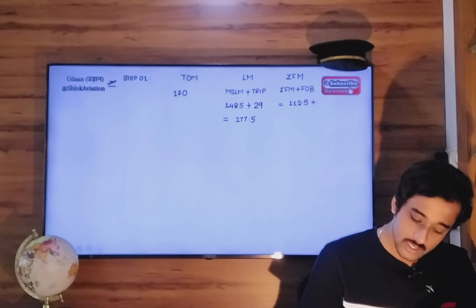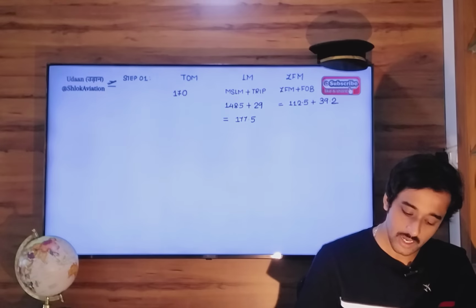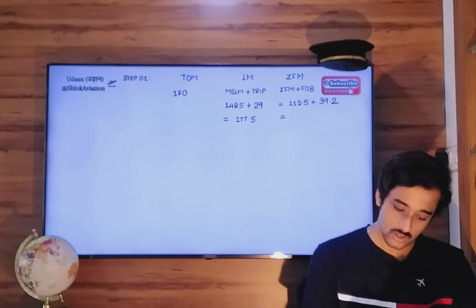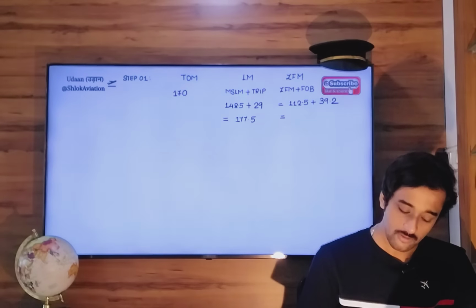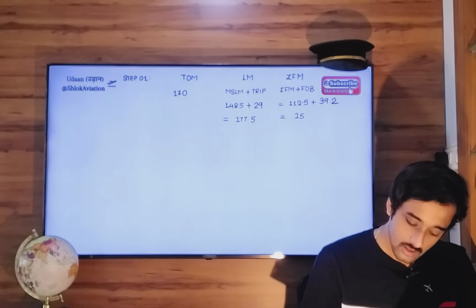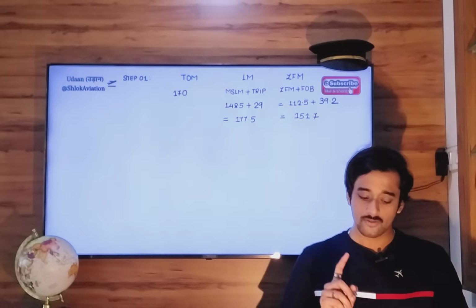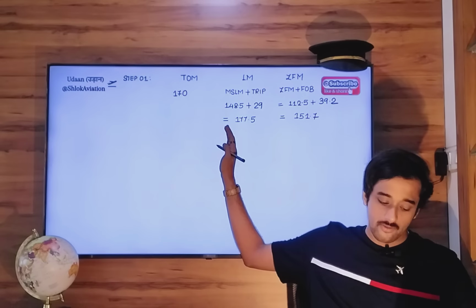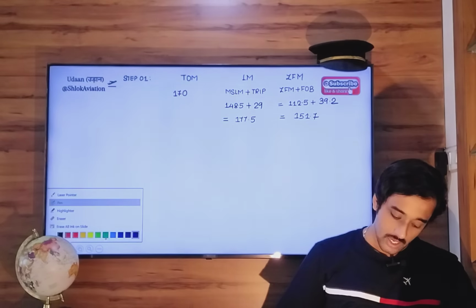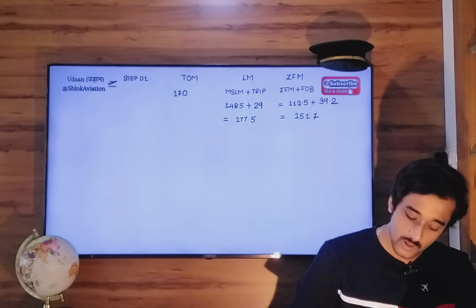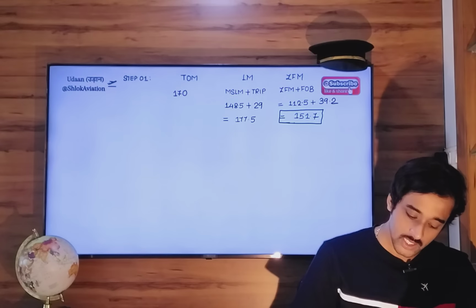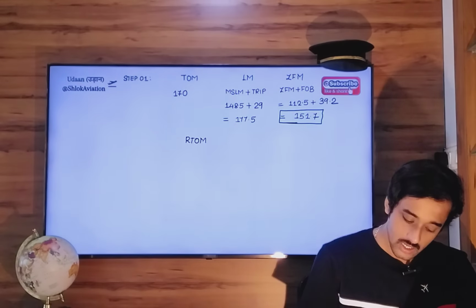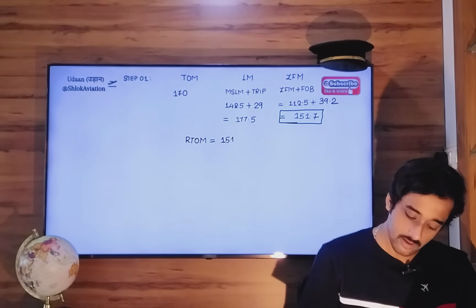So you are going to add this 39,200, so 39.2, plus 112.5, 151.7. Okay. Now out of these three takeoff values, 170, 177.5, 151.7, you are going to select that value which is the lowest. So 151.7 is the lowest of all. This becomes your regulated takeoff mass, 151.7.